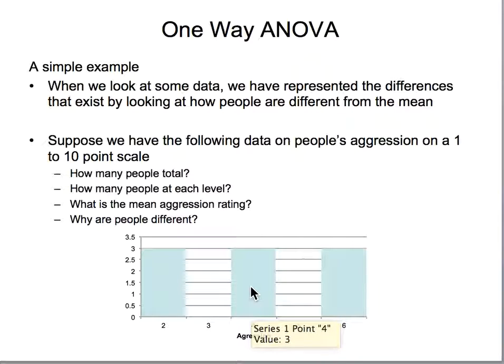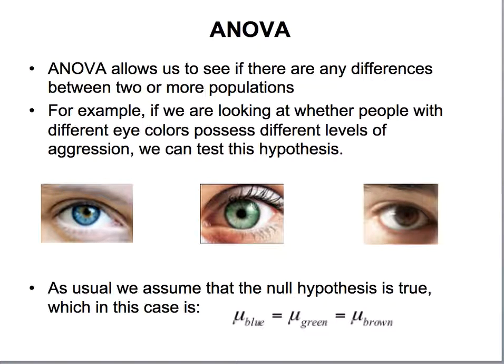And the last question I would ask myself is, why are people different? This is supposed to be aggression. Why do people have different levels of aggression? And suppose that I come up with this idea that it all has to do with eye color. That whatever color you're born with in your eyes, that's how aggressive you're going to be. And it's totally determined by it.